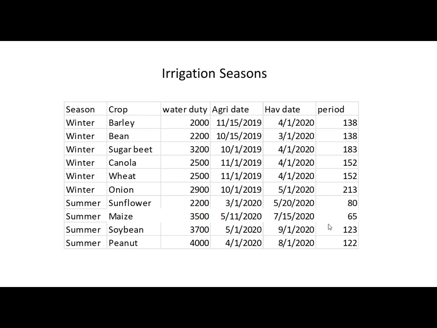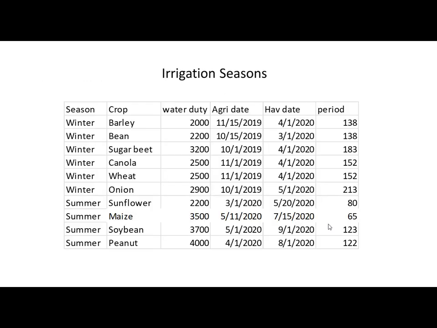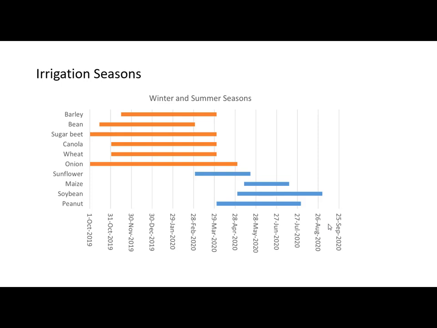Here are irrigation seasons for the crops in winter and summer. It's an interesting example, again extracted from irrigation engineering, and also the stacked bar chart allows us to show very clearly the agriculture date and the harvesting date of each of the crops in winter and in summer.